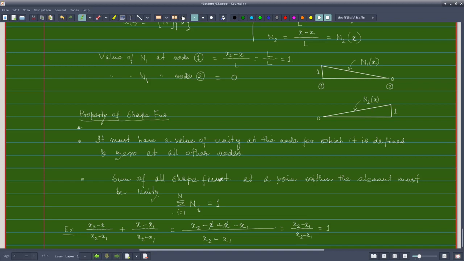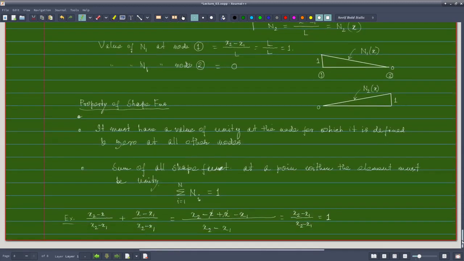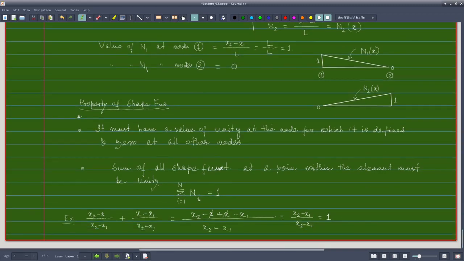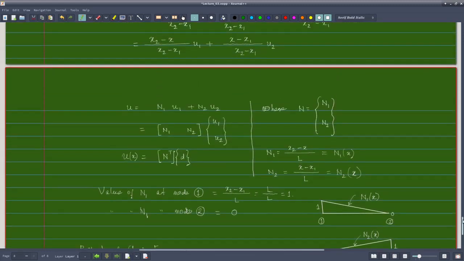So I have two shape functions. When I have added both of them for any point x, I have got 1. So while defining shape functions, these two properties are always checked, so that those are valid shape functions. Otherwise, those shape functions will not give you correct results. Okay, so this is what is meant by a shape function. And the advantage is that I can express the deformation at any point within the element in terms of the shape functions and the nodal displacement vector. Alright.